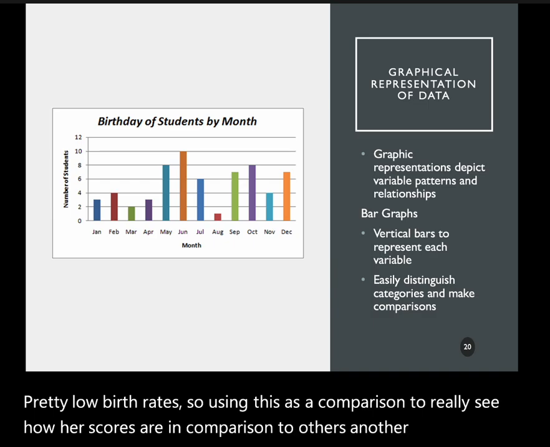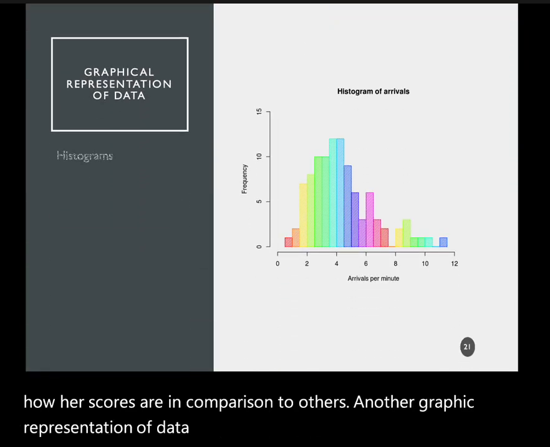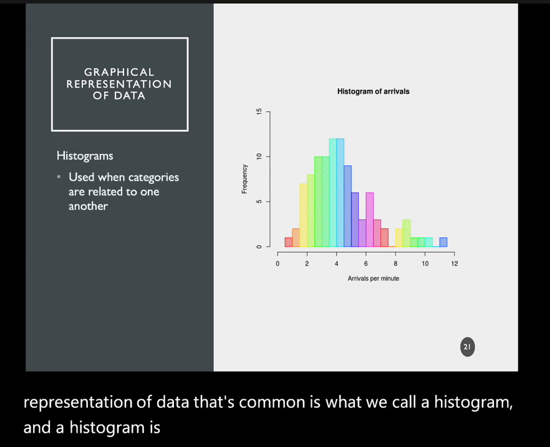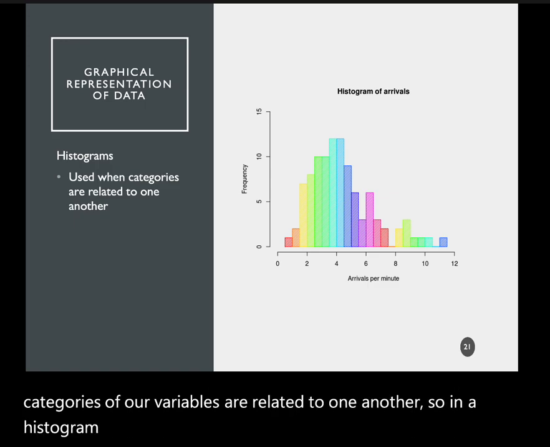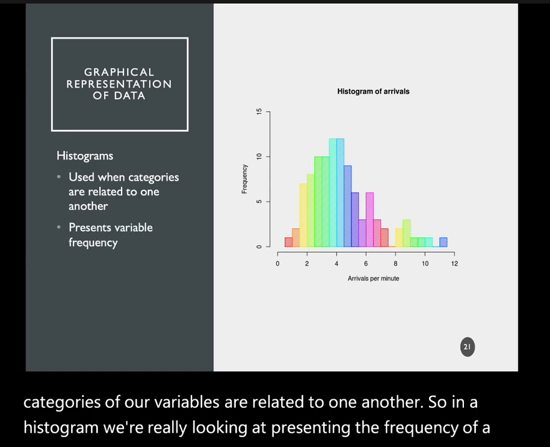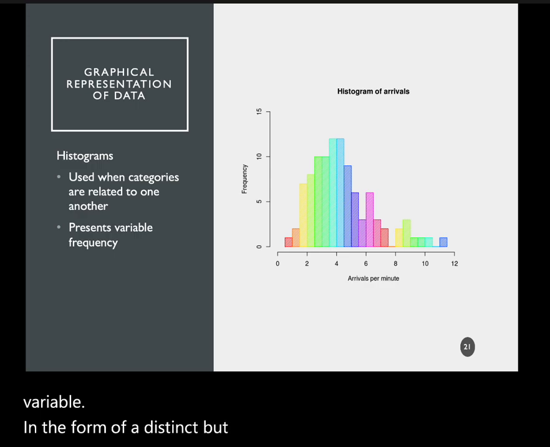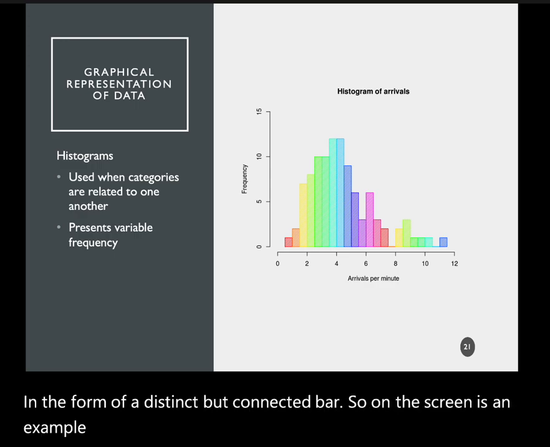Another graphic representation of data that's common is what we call a histogram. A histogram is often used for quantitative variables where categories of our variables are related to one another. So in a histogram, we're really looking at presenting the frequency of a variable in the form of a distinct but connected bar. So on the screen is an example of a histogram.